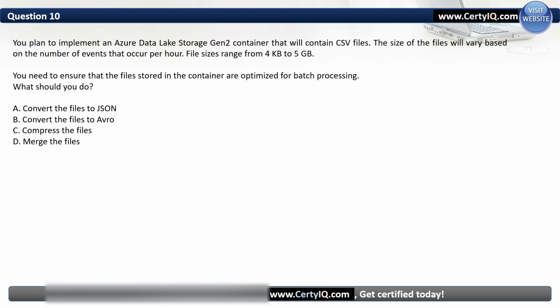Question 10. You plan to implement an Azure Data Lake Storage Gen 2 container that will contain CSV files. The size of the files will vary based on the number of events that occur per hour. File sizes range from 4 KB to 5 GB. You need to ensure that the files stored in the container are optimized for batch processing. What should you do?